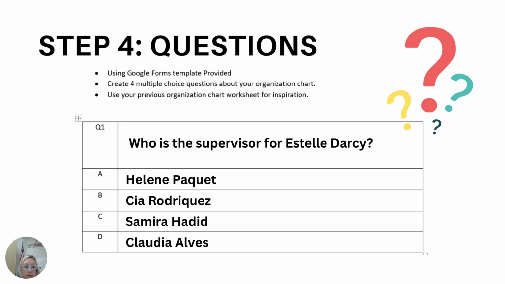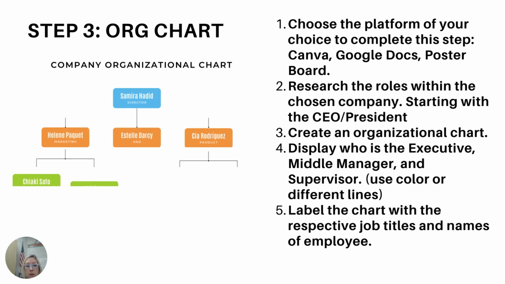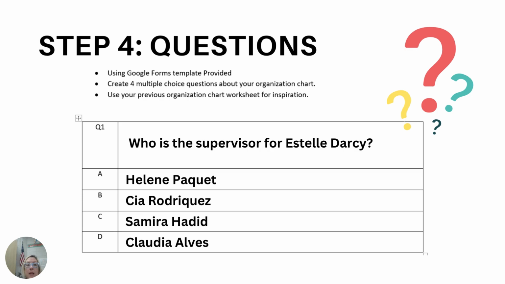Step 4 is you're going to take the information from your org chart, okay, and you are going to create 4 questions based on your org chart and possible answers. So I have an example here.